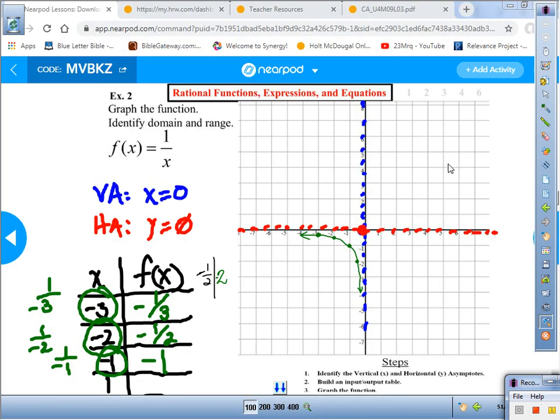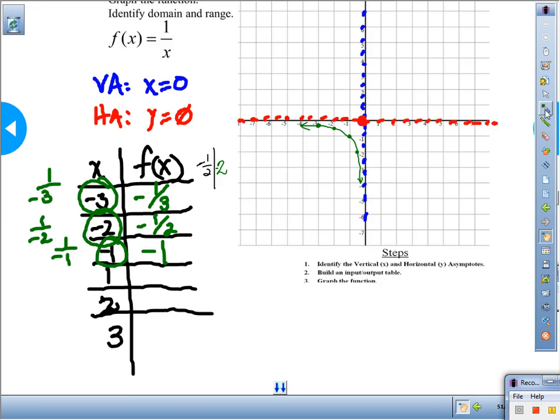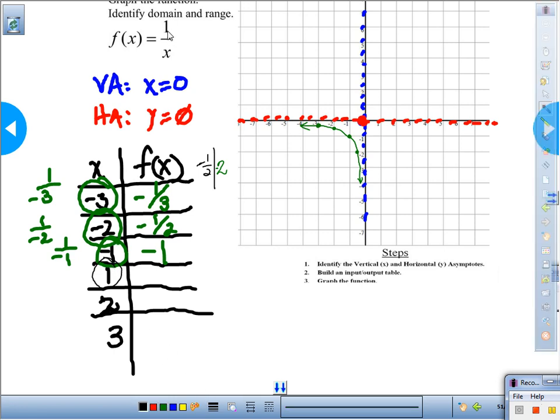All right, so we got that side. Now we need to do the other one. So let me switch to black. Here we go. I'm going to substitute positive 1 into our function. So we get 1 over 1. What is 1 over 1? 1. Very good. Next, I'm going to substitute 2, and that gives me 1 over 2. And then the last one is 3, and that is 1 over 3. Let's plot that.